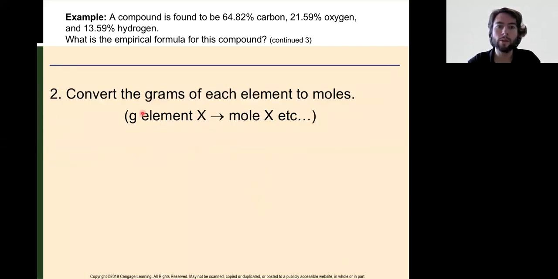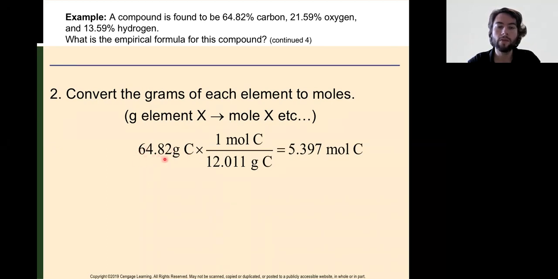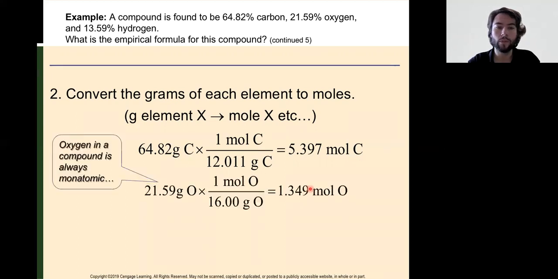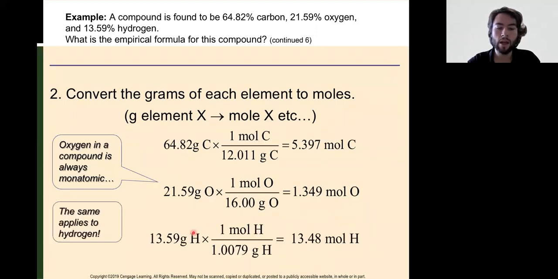The next thing is to convert the grams of each element to moles. So grams of the element X to moles of element X, for example. For carbon, we have 64.82 grams of carbon times 1 mole over the molar mass of carbon, which is 1 mole carbon divided by 12.011 grams of carbon, which gives us 5.397 moles of carbon. And then oxygen in a compound is always monatomic. It's not diatomic here. So it's 21.59 grams of oxygen times 1 mole of oxygen over 16.00 grams oxygen, which is equal to 1.349 moles of oxygen. And then the same applies to hydrogen.